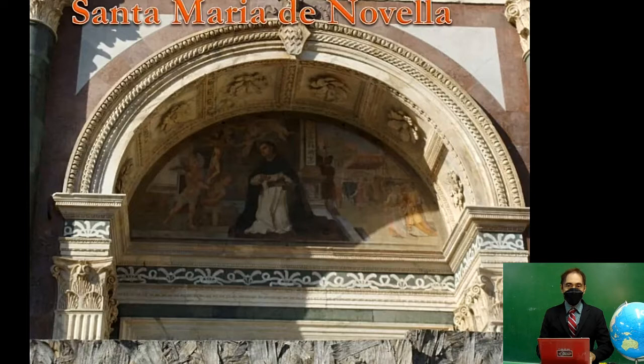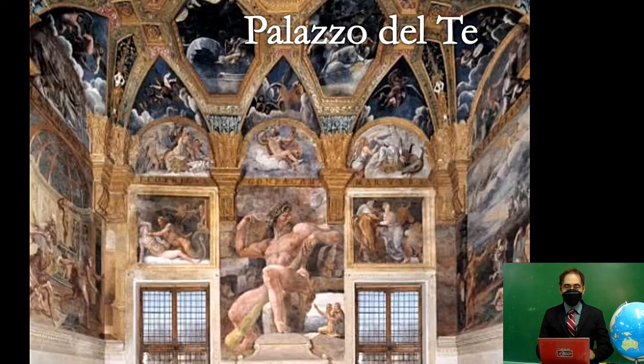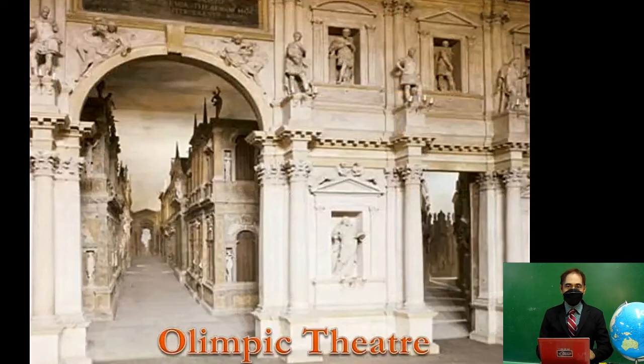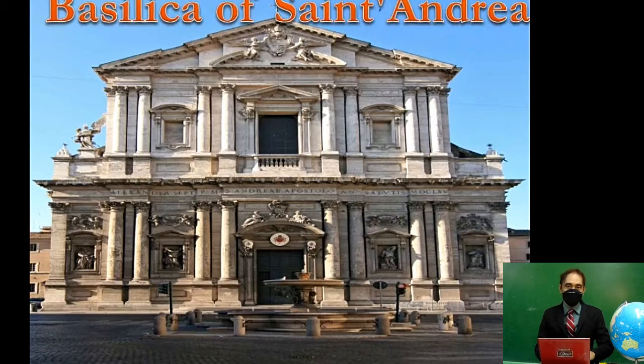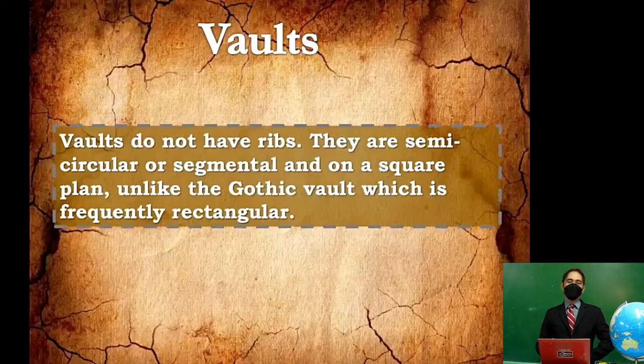The Santa Maria Novella employed the Roman arch right here. In the center is called the keystone. Palazzo Pandolfini, Palazzo del Te interior, the Olympic Theater, Basilica of Saint Andrea, Sant'Andrea of Mantua.